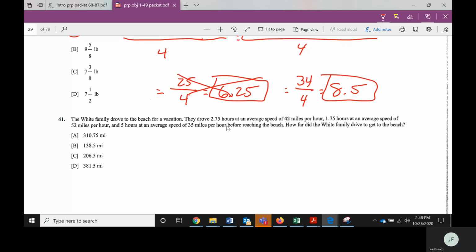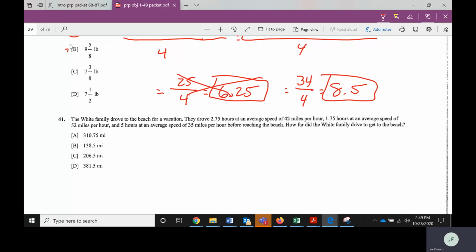So if they drove 2.75 hours at this speed, 42 miles per hour, the way you find the distance is you multiply that. Okay, if you just think I went 2 hours at 50 miles an hour, I went 100 miles. It's 50 miles for the first hour, 50 miles for the second hour. So to get that idea of I should be multiplying. Now they just did this 3 different times at different speeds, and we're just going to add them all together.